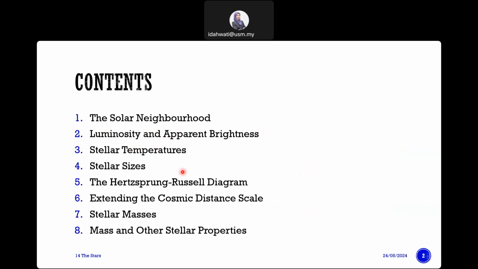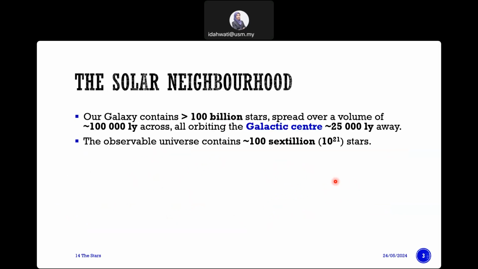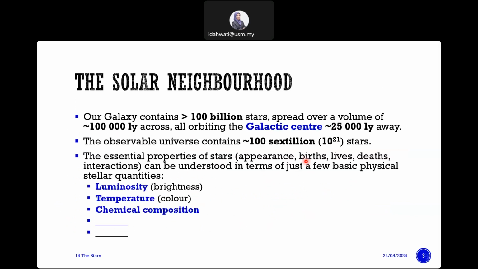The solar neighborhood, the luminosity, the stellar temperature, stellar size, the HR diagram, extending the cosmic distance scale, stellar masses, and also other stellar properties. Okay, so let's see. What is the solar neighborhood?